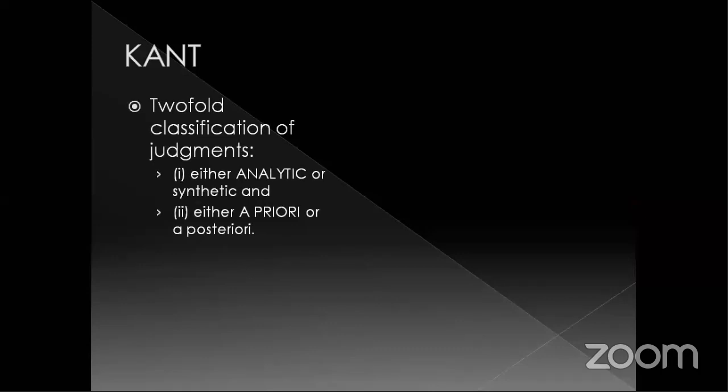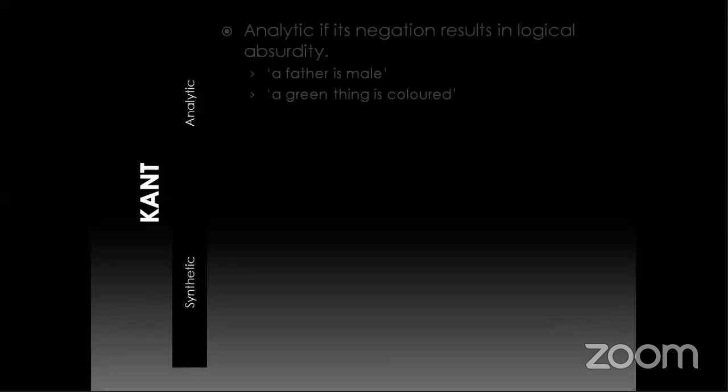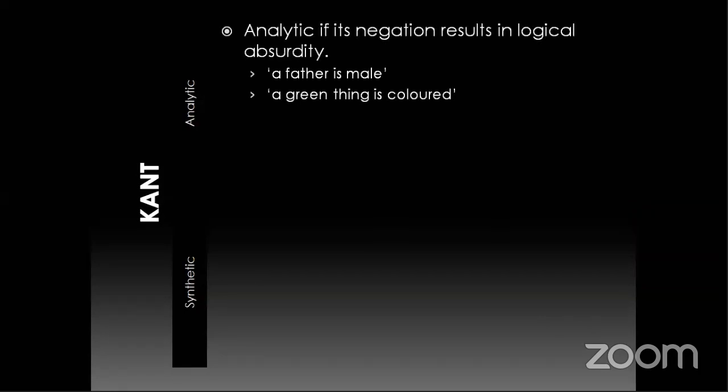Twofold classification of judgments according to Kant: analytic or synthetic, and either a priori or a posteriori. I'll talk about this checkerboard a little later, but I just presented it here. You can actually build a checkerboard with this Kantian logic. Now, what is analytic logic? Analytic is that its negation results in logical absurdity. A father is male, a green thing is colored. You can't really negate this; if you negate it, you launch into a logical absurdity.